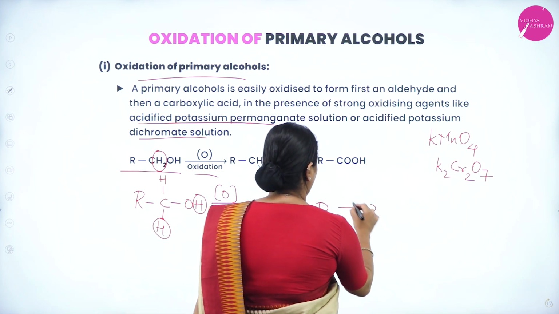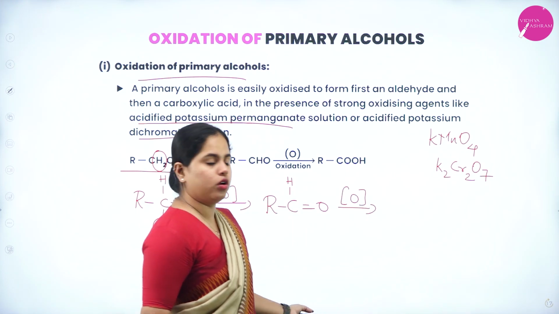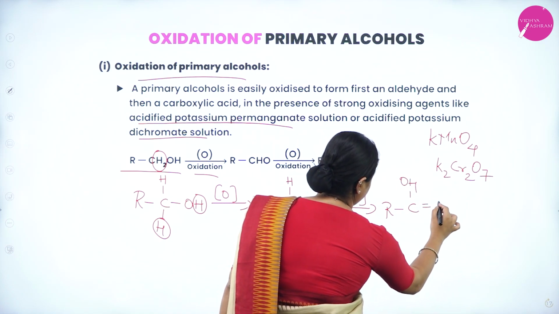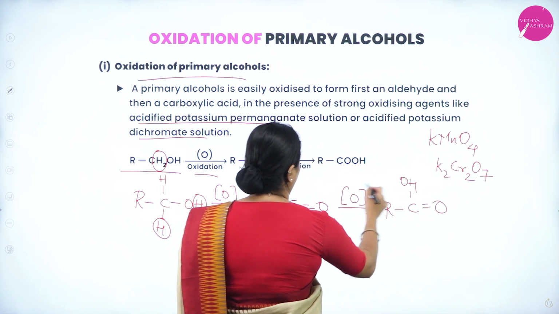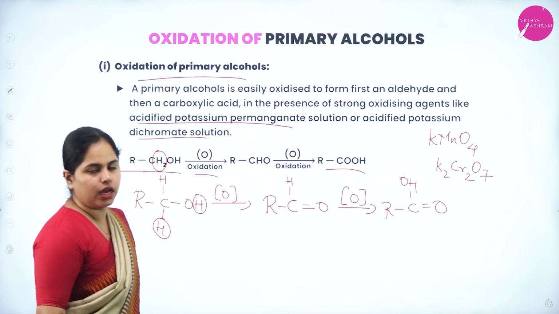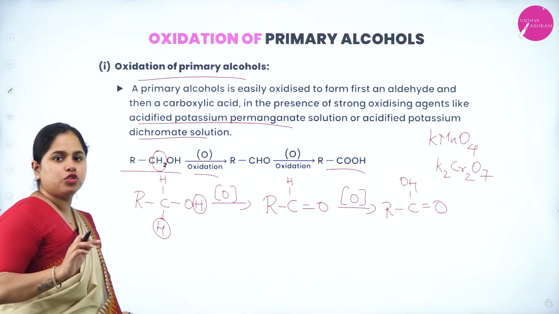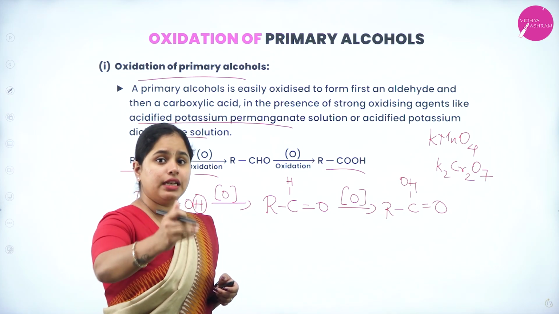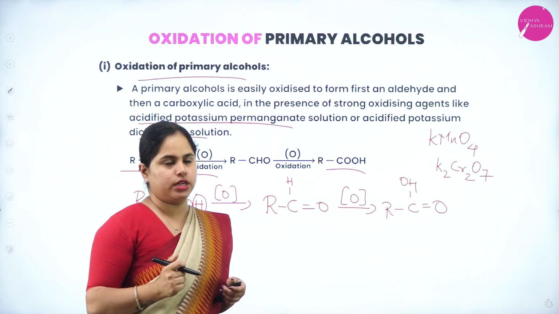Again it undergoes oxidation. We are going to add an oxygen here. So what you are going to get? RCO, and you have double bond O, that is RCOOH, which is your carboxylic acid. I hope it is clear. So what you have to remember: first you will have alcohol. It undergoes oxidation, forms aldehyde. It undergoes oxidation again and forms carboxylic acid, right?